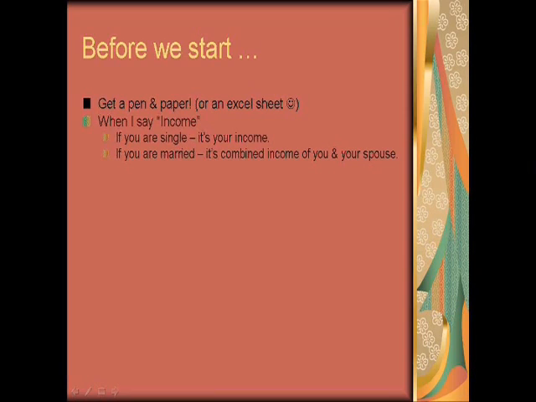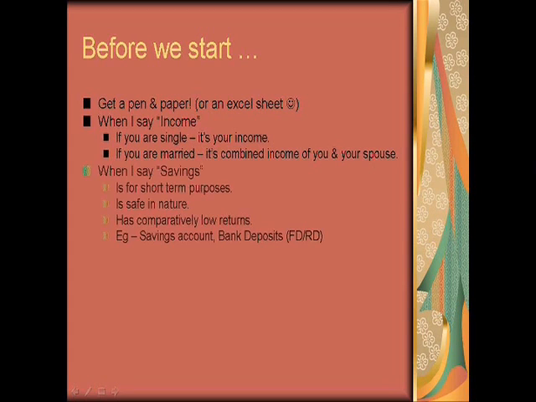A few definitions. When I say income, if you're single, it's your income. If you're married, it's the combined income of you and your spouse. So if you're earning 5 lakhs per annum, that's your income. If you are married and you are earning 5 lakhs and your spouse is also earning 5 lakhs, then your income is actually 10 lakhs.